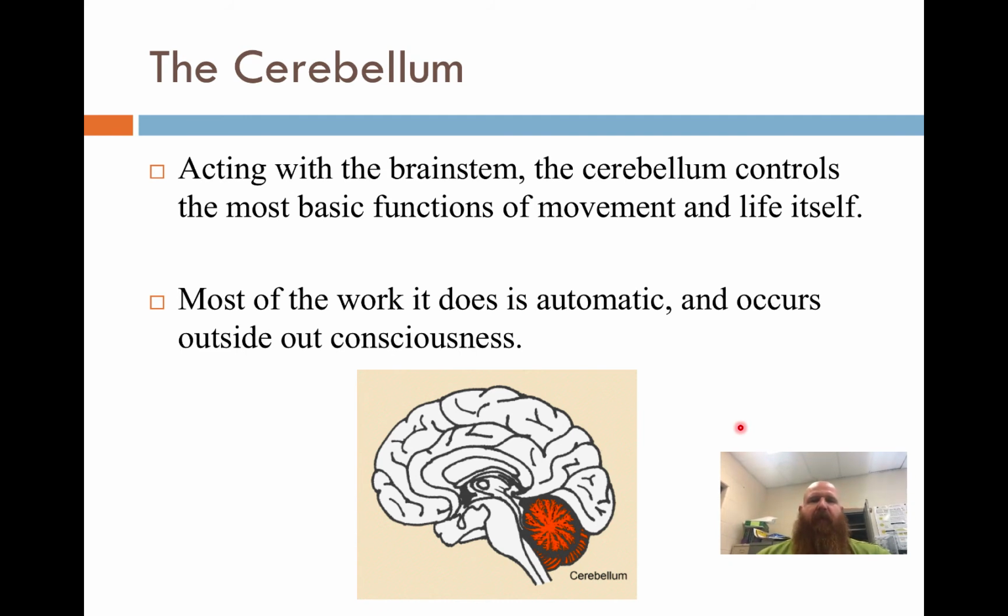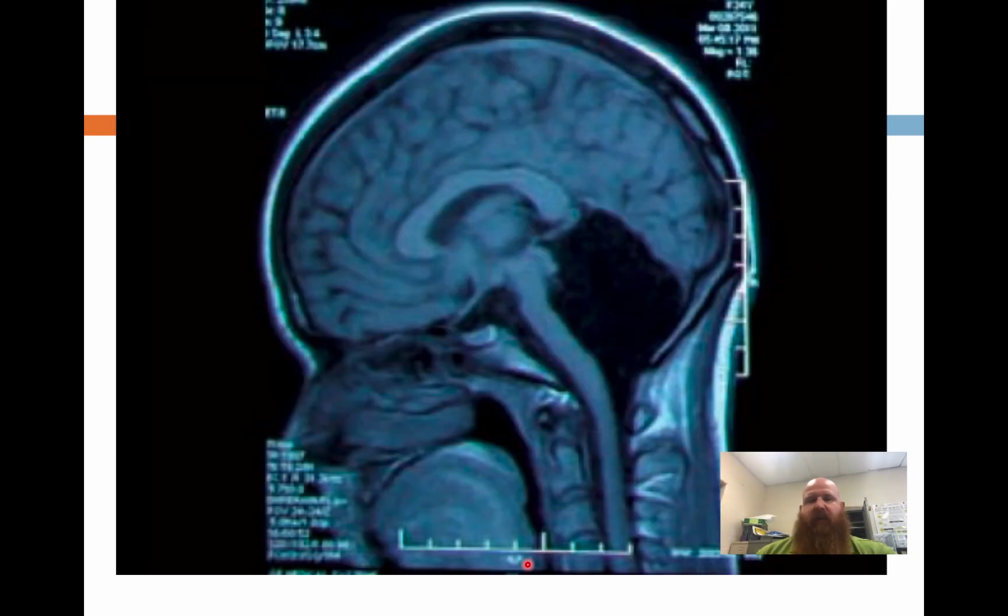Again, cerebellum controls most basic functions of movement and of life itself. Most of what it does is automatic and happens without consciousness. So in this picture, the person is looking this way. Again, here's your pons. Here's your reticular formation, which is going to be inside here. The medulla oblongata is going to be in there. All these things basically keep us alive and we don't have to think about doing them. That's all automatic.